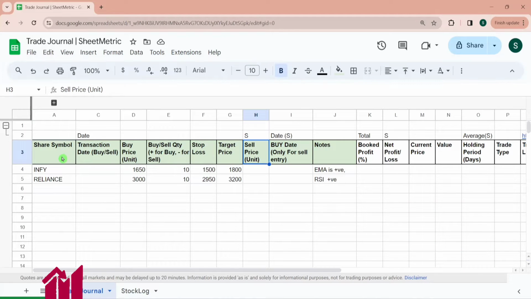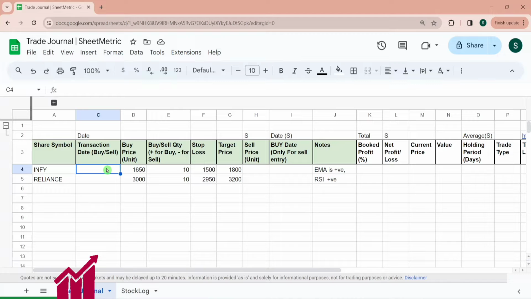Here I have a few headers like share symbol, etc., and two entries. I have done partial entries. All of this which is mentioned in green is where you need to make entries, and it will not take more than 5 minutes of your time on a daily basis. So let's say I took two entries, Infosys and Reliance. These are their symbols, and on which date these transactions were done.